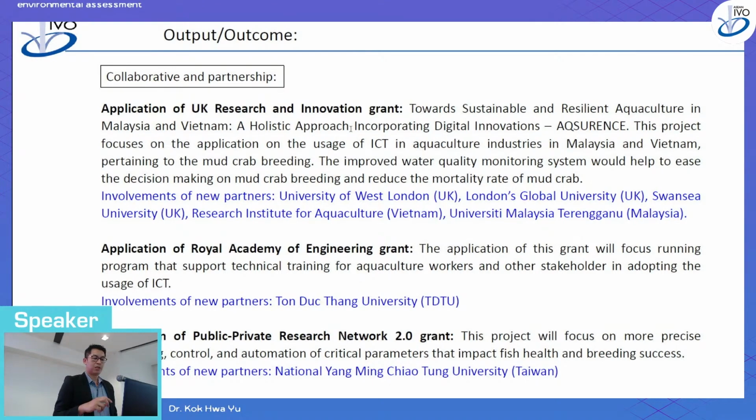The second one is to apply for the Royal Academy of Engineering grant. We also have a partner from TDTU, which is from Vietnam. And probably we can try to apply for PPI with National Yang Ming Chiao Tung University from Taiwan.